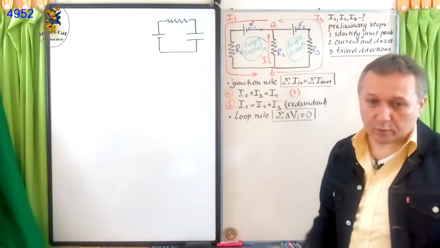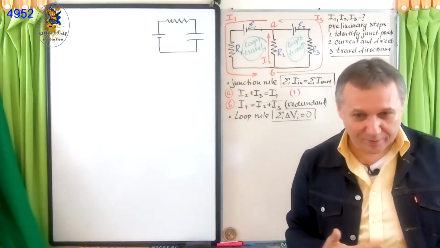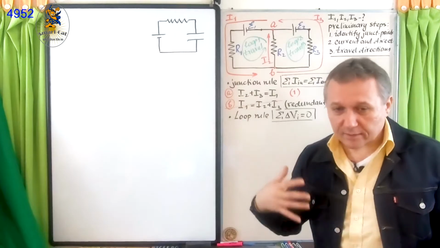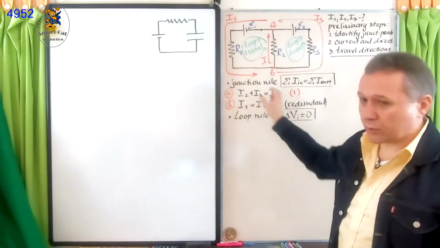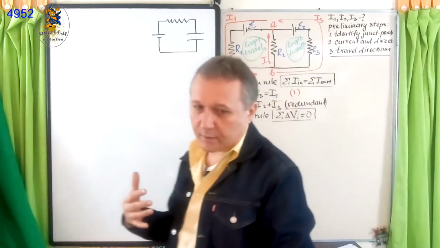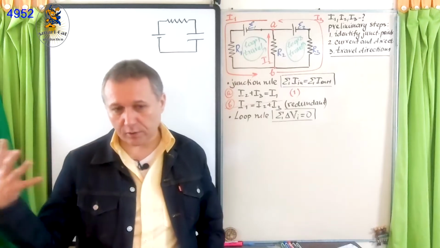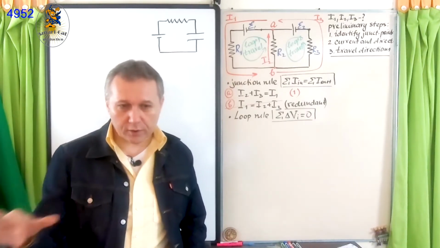Obviously, this equation and that equation are identical. In fancy words, we can say they're linearly dependent. It just means the second equation doesn't give us any additional information. We can just trash it, it's redundant. And it's not by accident. Every time you have a circuit with n junction points, there will be only n minus 1 useful junction equations.